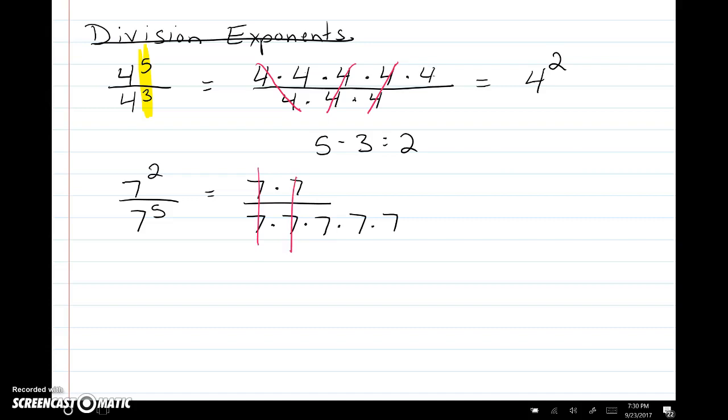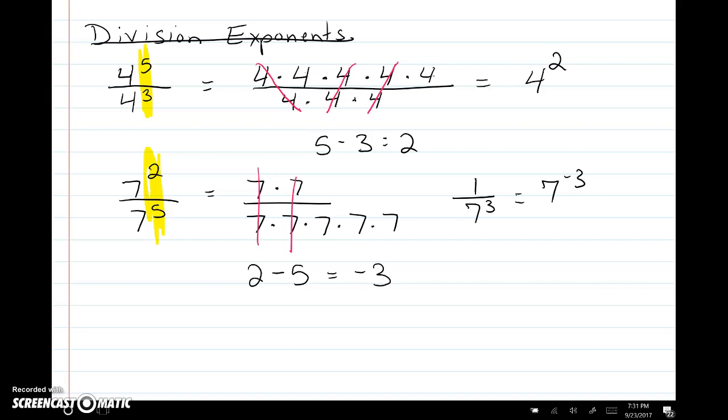So when I cancel out, when I have nothing left on top, what's really there? We're not just getting rid of them. We're simplifying them down to 1. So I have a 1 over 7 to the 3rd, which is the same as 7 to the negative 3. Again, because when I subtract my exponents, it's 2 minus 5 equals negative 3.